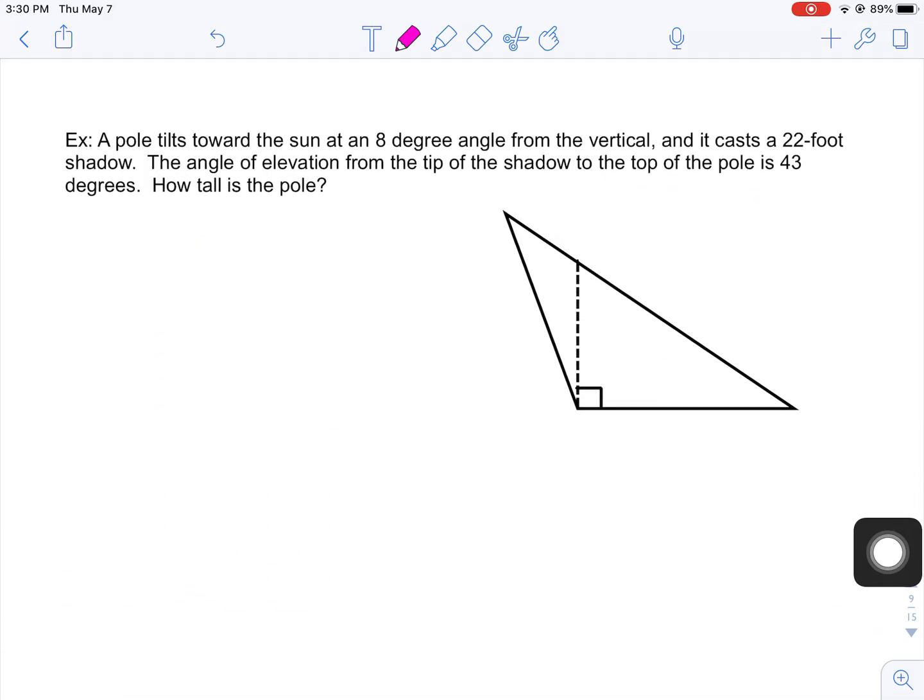Here's another problem that I'd like you to give a try. Press pause on your video. When you're ready for the answer, press play again.